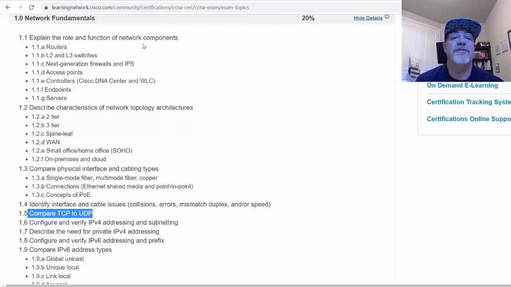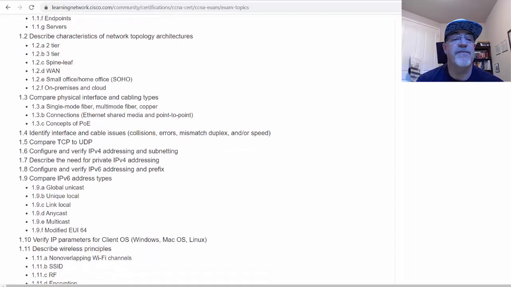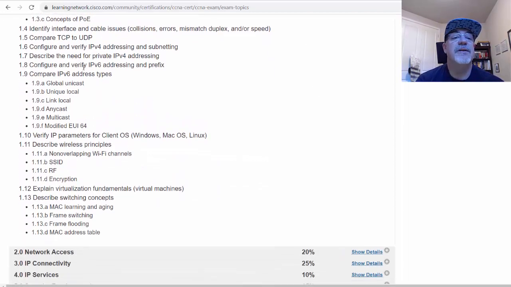However, you've got the role and functions of the components, the basic role of routers, switches, firewalls, intrusion prevention systems, and access points. This is new. More focus on wireless LAN controllers and Cisco DNA Center, endpoints and servers. Then you've got network topologies, and then physical connections, and this is just a different way of organizing it. Cabling issues. There is compare TCP and UDP, so that's still there. Verifying IPv4 addressing and configure and verify IPv6, that's still there. IPv6 address types also need to still be on the exam.